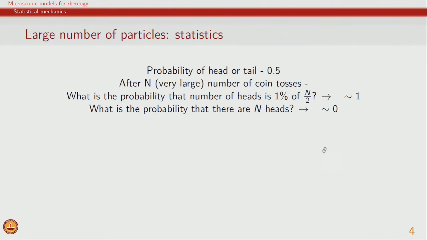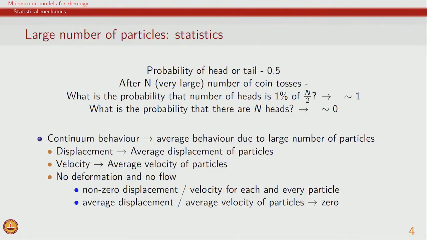So, whenever large numbers are involved, the statistics quickly converge to the expected or most likely scenario. In this coin toss experiment, the fact that half of them will be heads and half of them will be tails is the expected scenario, and that is what we are most likely to observe in any trial as long as capital N is large. Given this overall behavior of large numbers, it helps us in describing the continuum behavior as an average of behavior at the microscopic scale based on a large number of particles.